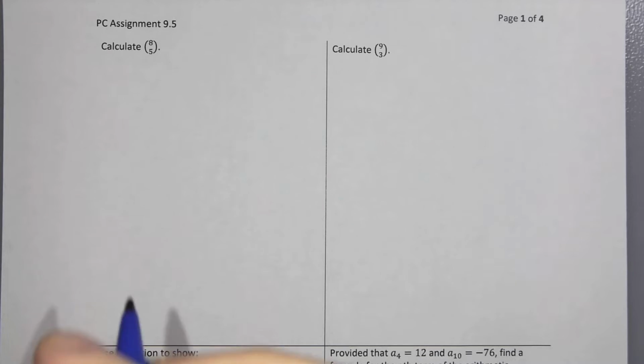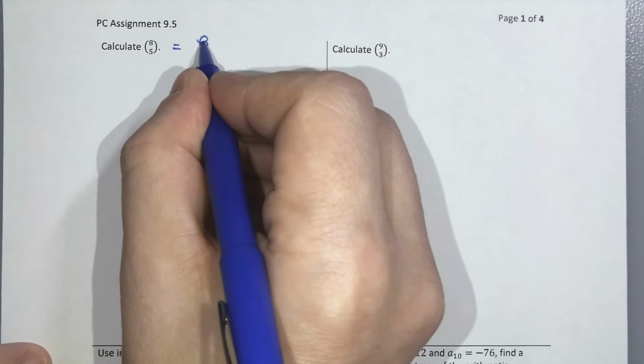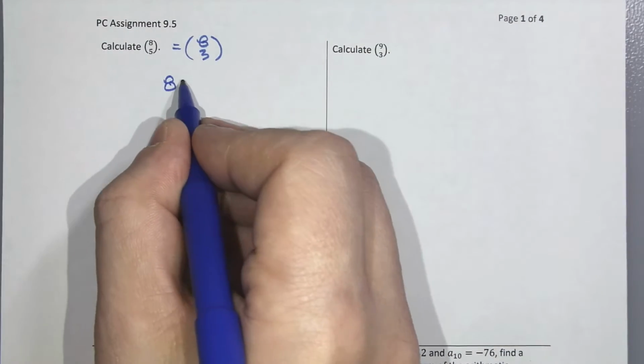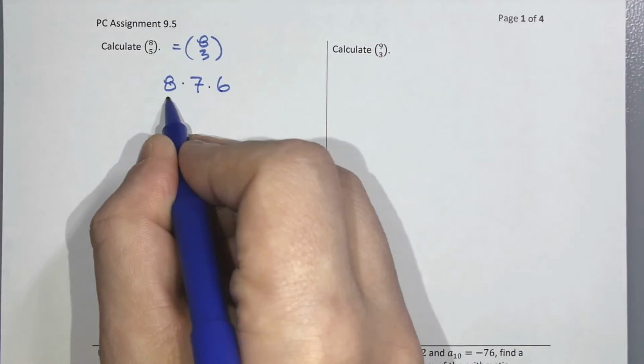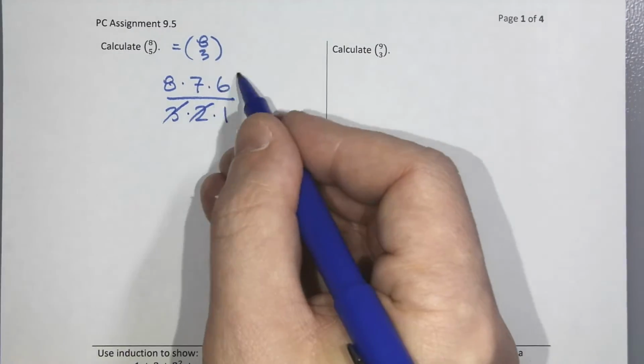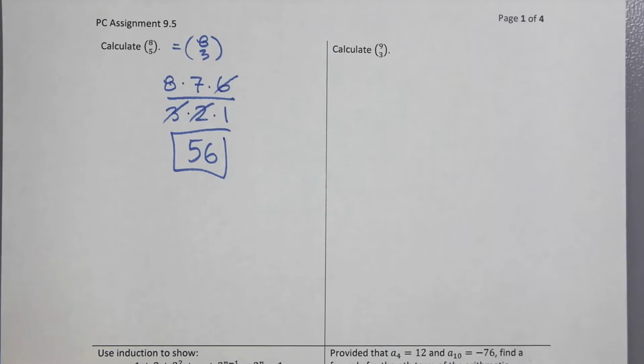Calculate 8 choose 5. Okay, this is the same as 8 choose 3 by symmetry, so that makes it easier for me without a calculator because I can go 8 times 7 times 6 over 3 times 2 times 1. Cancel those out. My answer will be 56.